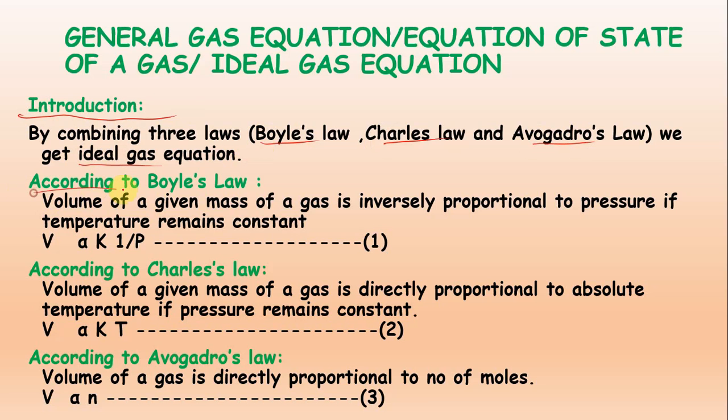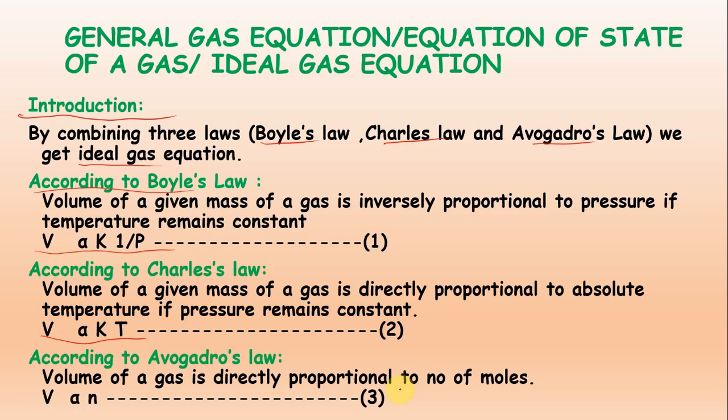So according to Boyle's law, volume of a given mass of gas is inversely proportional to the pressure if the temperature remains constant. This is the equation for Boyle's law, and this is the equation for Charles' law: volume of a given mass of gas is directly proportional to the absolute temperature when the pressure is kept constant. Then the last one is Avogadro's law. According to Avogadro's law, volume of gas is directly proportional to the number of moles, that is V is directly proportional to n. This is equation number 3.